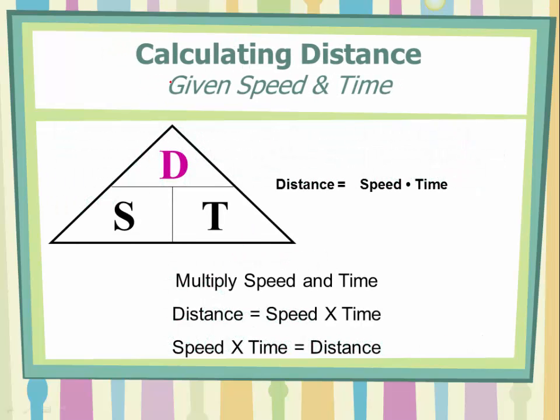Now we are given speed and time, but we want to find the distance. So now you can look at here's our line. We're trying to solve for d. Therefore, it must be time times speed. So now we'll look at that multiplication.